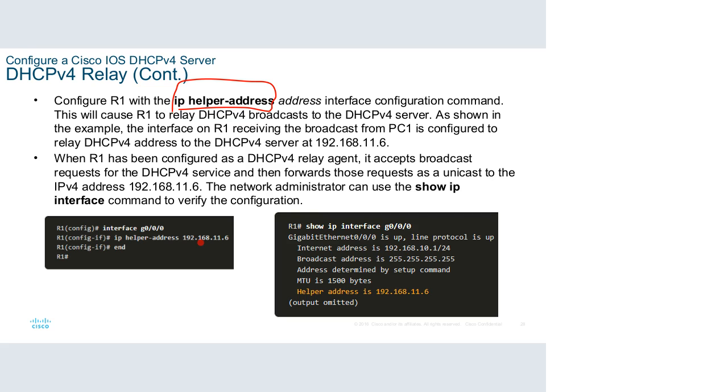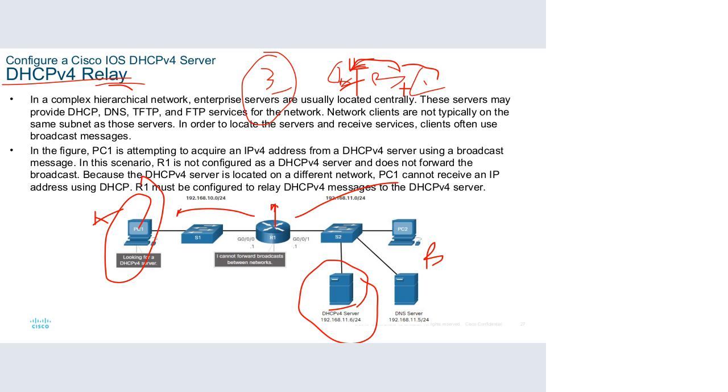So if you check the interface that has been configured with that command, IP helper address, then what happens is that if you check the interface statistics, you realize that it's showing the helper address here. It's showing the helper's address, meaning if the router receives that broadcast, then it should forward it to the helper address so that it can be forwarded to the next device.